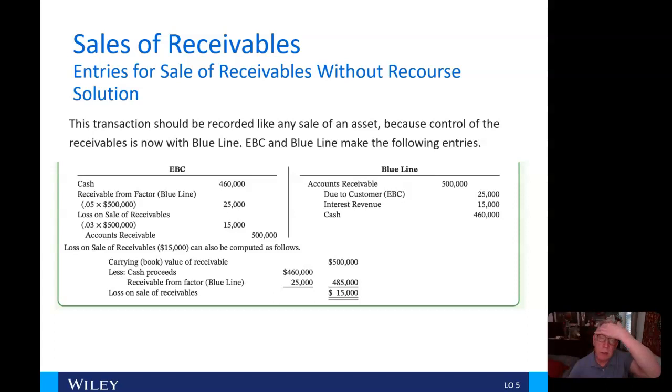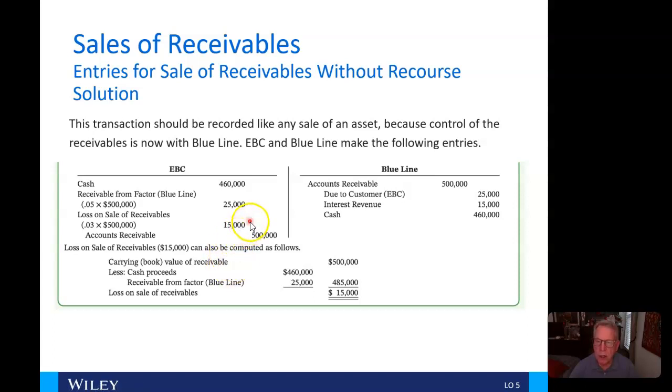Well, from EBC's standpoint, they're going to get the cash, right? $460,000. But the receivable from the factor is going to be the 5% of 500,000, here 25,000, and then the loss on the sale of receivables is going to be the 3% or $15,000. And the accounts receivable will be taken off the register here.